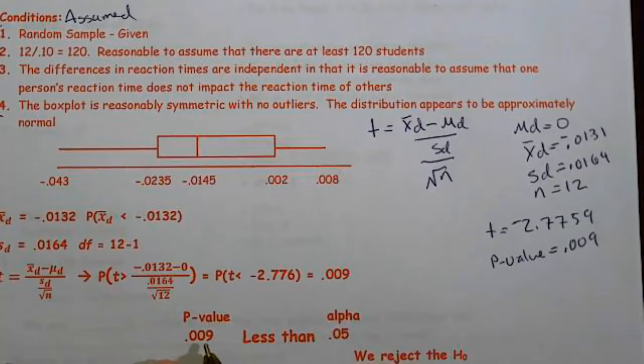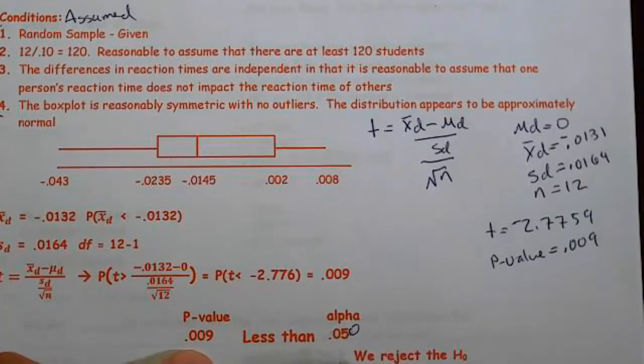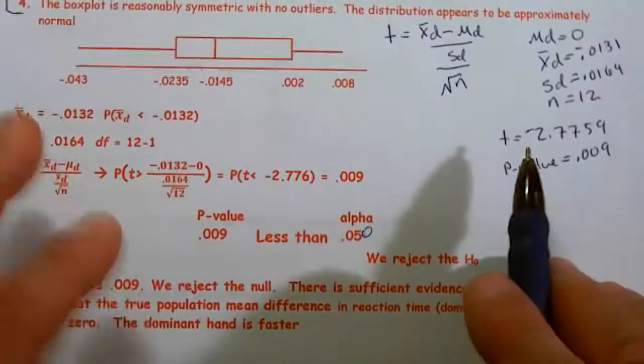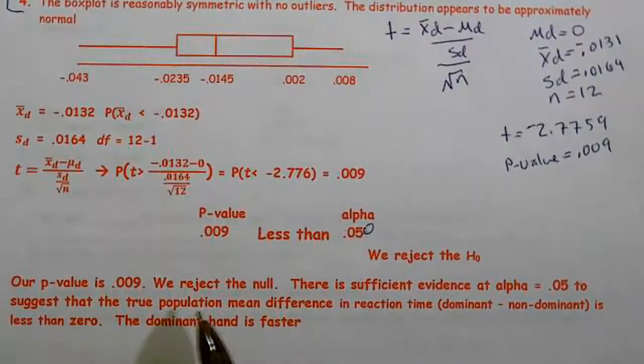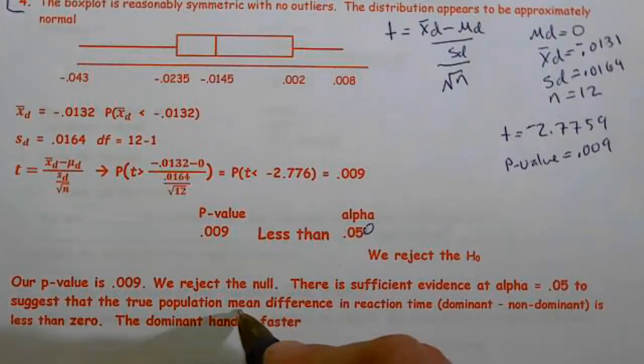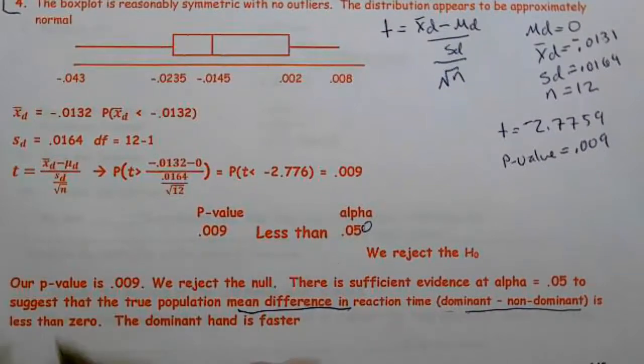They didn't give me an alpha, so I'm going to use 0.05. And since I have 0.009 here, I'm going to make these the same length, 1, 2, 3, 1, 2, 3. And 9 is definitely less than 50. With 9 being less than 50, we're going to reject. So our p-value is 0.009. We reject the null. There is sufficient evidence at alpha equal 0.05 to suggest the true population mean difference in reaction time, and the order is super important, is less than 0. The less than 0 is because that's what we said here. Less than, so less than 0.